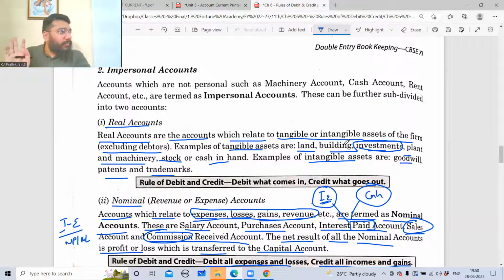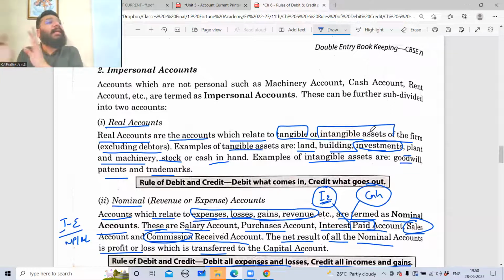Forget tangible, intangible. That's why I told simple language. All the assets except bank and debtor. Because assets does not mean only tangible, intangible. Other than tangible and intangible, we also have assets, like investment. Investment is neither tangible nor intangible. It's not coming under that category. It is other than tangible or intangible. Example I'm giving.